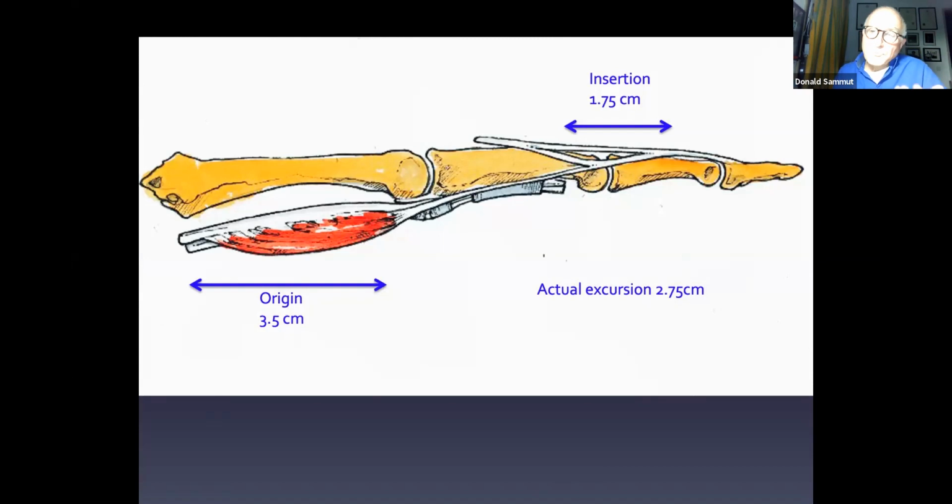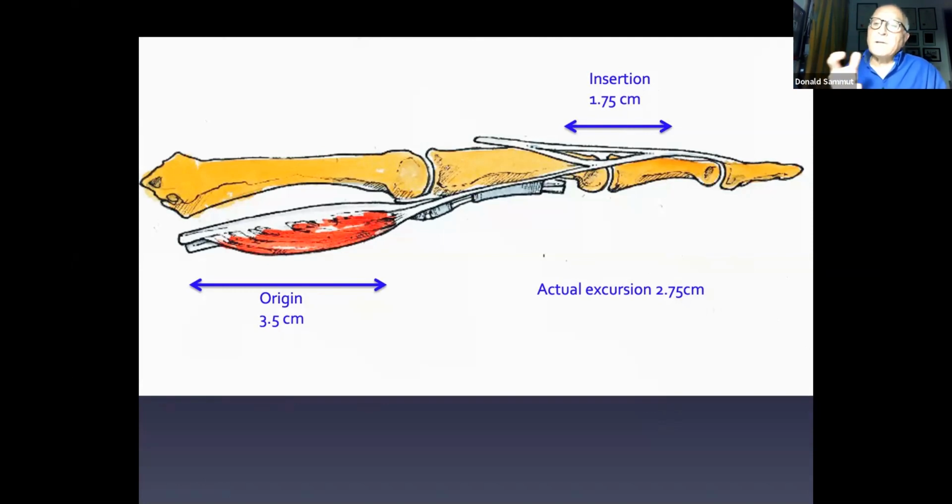And in this role, the lumbrical is very well placed to transmit information back because of its relatively huge excursion. Remember, for a short muscle, its origin moves by 3.5 centimeters and its insertion moves by 1.75. So the total excursion is 2.75. That's a lot of excursion.